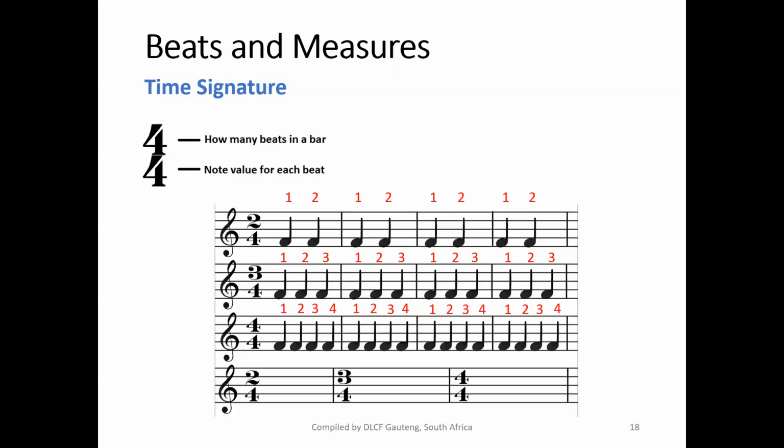So we're going to play the first one, and then we will try and identify what the beat is in this song. Is it the 1 2 1 2? Is it the 1 2 3 1 2 3? Is it a 1 2 3 4 1 2 3 4 1 2 3 4?